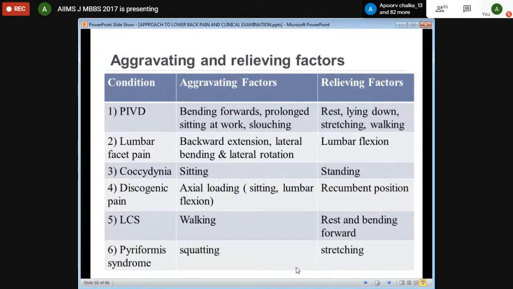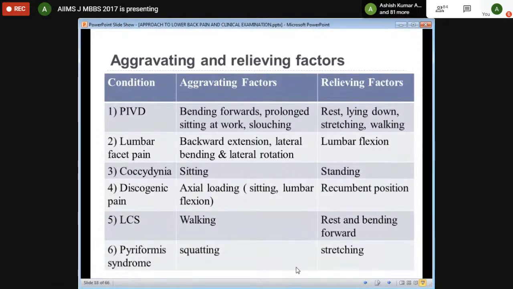Like in the case of intervertebral disc prolapse, this type of pain is aggravated by bending forward, prolonged sitting at work and slouching, and relieved by rest, lying down, stretching and walking. In the case of lumbar facet pain, the pain is aggravated by backward extension, lateral bending, and lateral rotation. According to these situations, we can have various clinical tests to diagnose lumbar facet pain also, and it can be relieved by lumbar flexion.